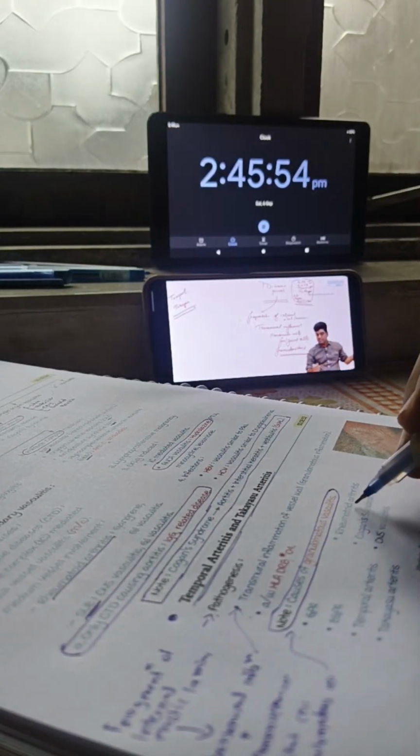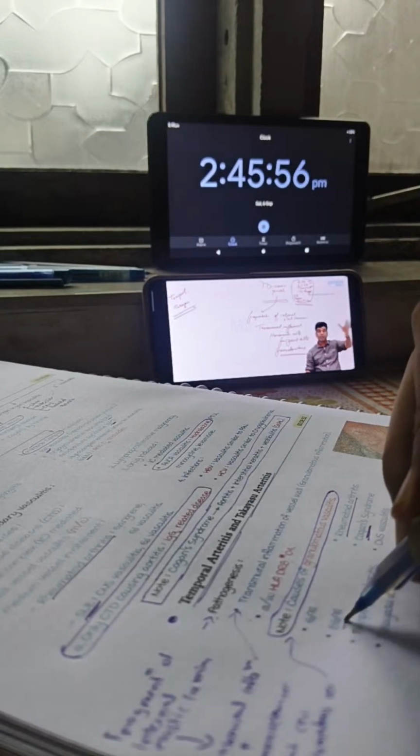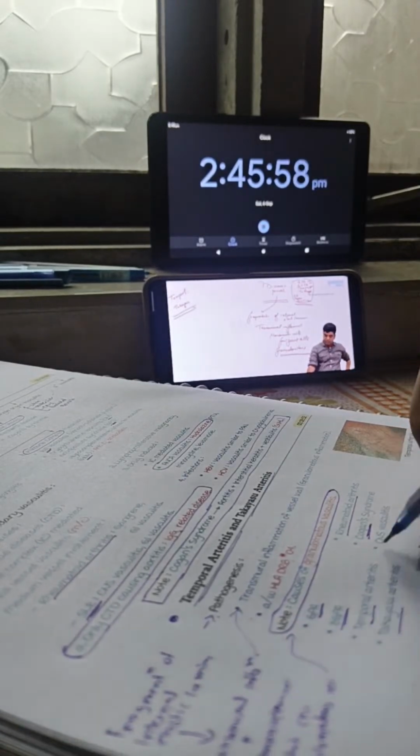Again, ask for the exam. Behcet's doesn't have granuloma, PAN doesn't have granuloma, so they will ask you. Microscopic polyangiitis doesn't have granuloma, like that. So this is the complete thing.